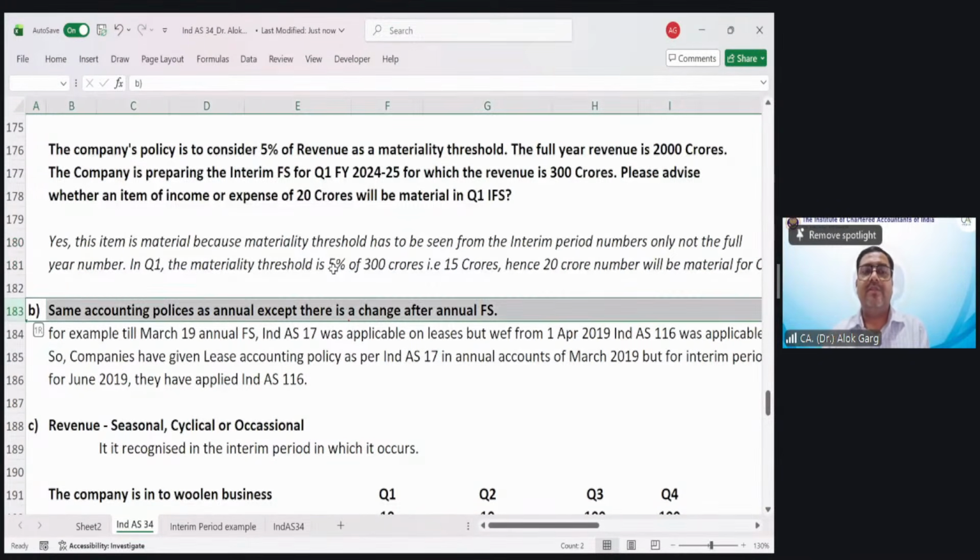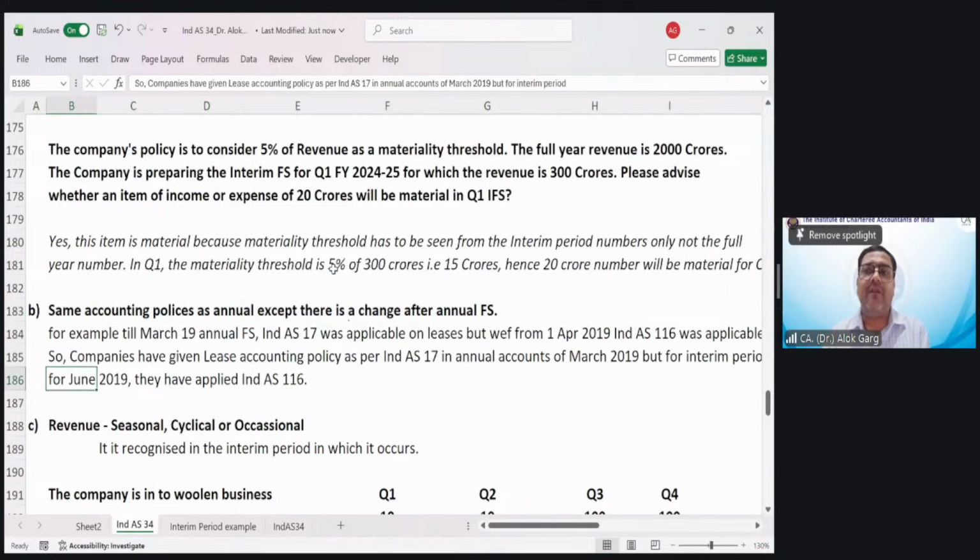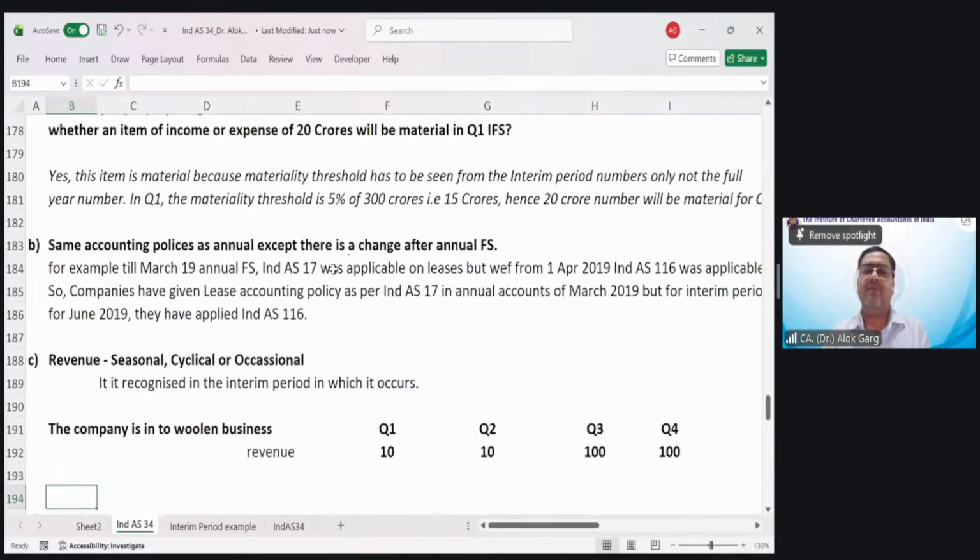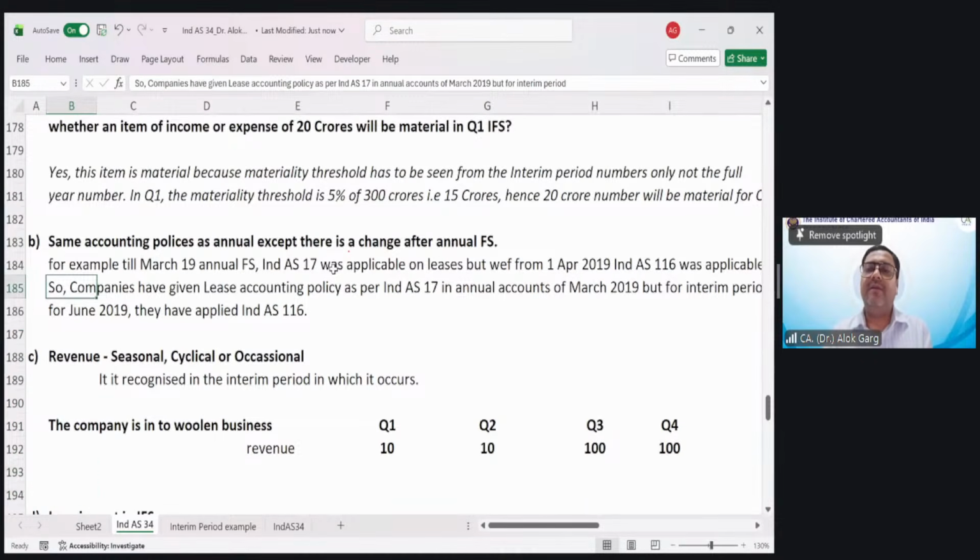Same accounting policies as annual, except where there is a change after the annual financial statement. Like I told you, if there is the same accounting policy, you have to follow the same accounting policy in the interim financial statement that you followed in the annual financial statement. If there is a change after the annual financial statement, it has to be applied prospectively, or as per Ind AS 8.